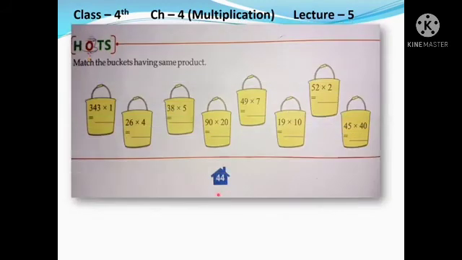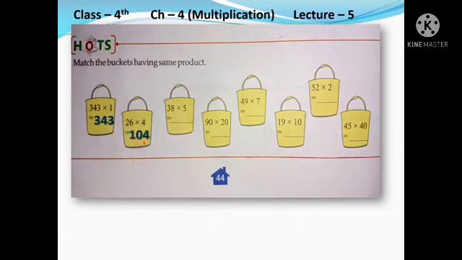Okay. Now, the hold's question given on page number 44. See, match the buckets having same product. First find the product of all these given numbers. Okay. And then you have to match the buckets having same product. Now see, 343 multiply 1, that is equal to that same number, that is 343. So write down 343. Now multiply 26 by 4. After multiplication, answer is 104.